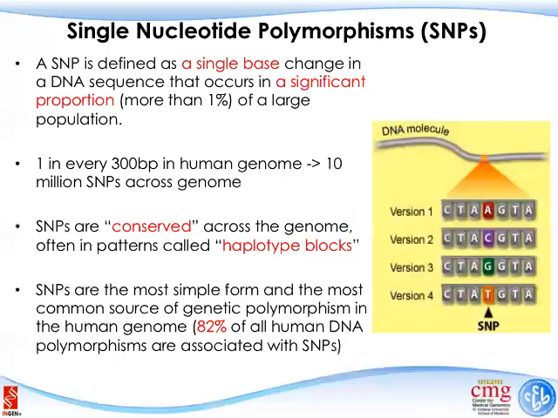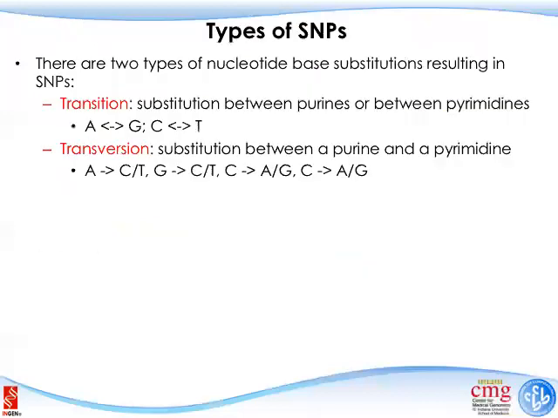And again, as I told you, about 82% of the genetic variants in the human genome are SNPs. There's another very important concept about SNPs that a lot of people probably didn't pay attention to, and this will be a very good exam question as well. So that's a hint. SNPs have two types. One is called transitions. The other one is called transversions.